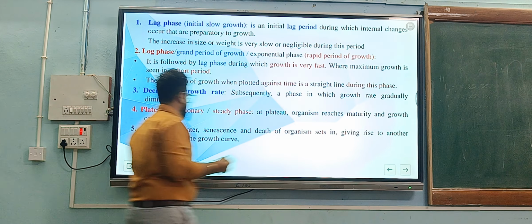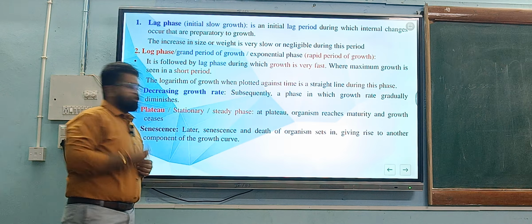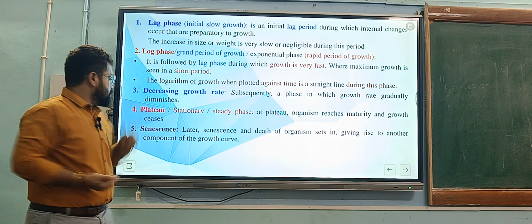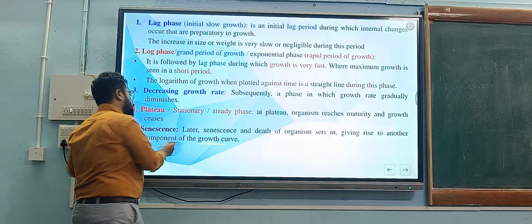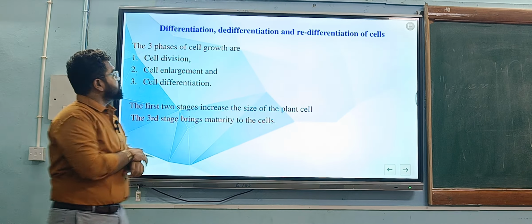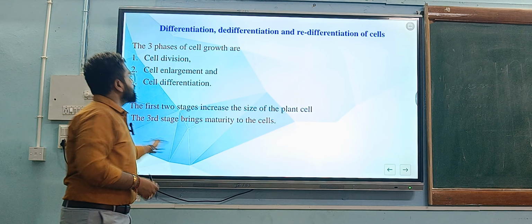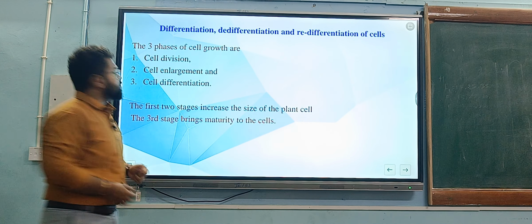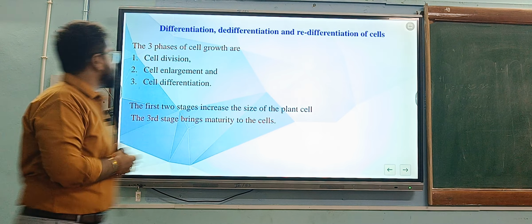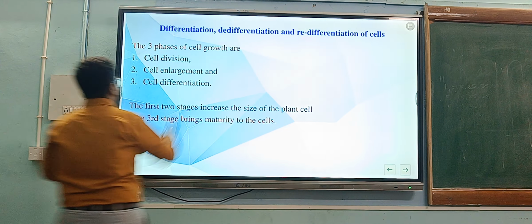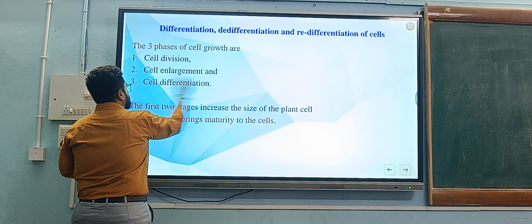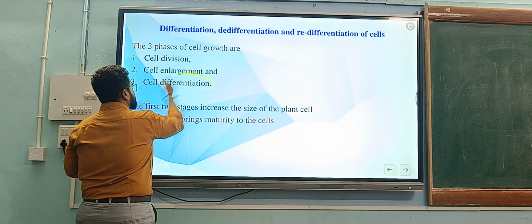What is the senescence phase? It is where death of an organism sets in, giving rise to another component of a growth curve. Differentiation, de-differentiation and redifferentiation in the cell is another concept in the growth phase. We call them the 3 phases of growth: cell division, cell enlargement and cell differentiation.